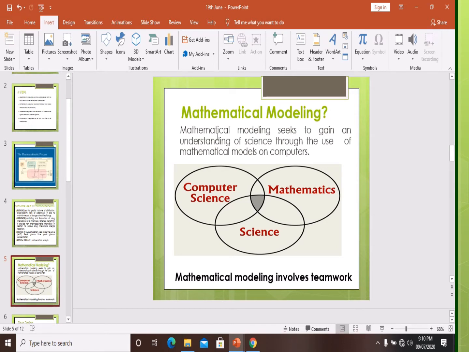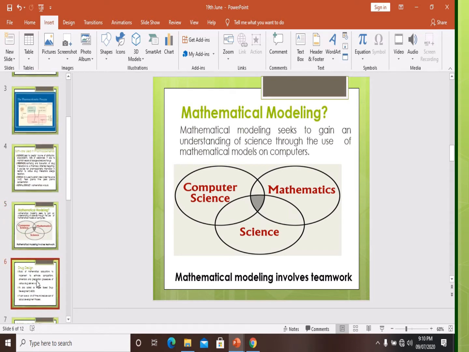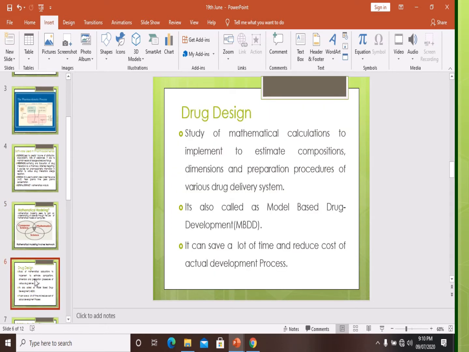A mathematical model seeks to gain an understanding of science through the use of mathematical models on computers. What is meant by a mathematical model? Computer science, mathematics and science are correlated, and the result is known as a mathematical model. In drug design, mathematical calculation is used to estimate the composition, dimension and preparation procedure of various drug delivery systems, also called model based drug delivery system. It can save a lot of time and reduce the cost of the actual development process.